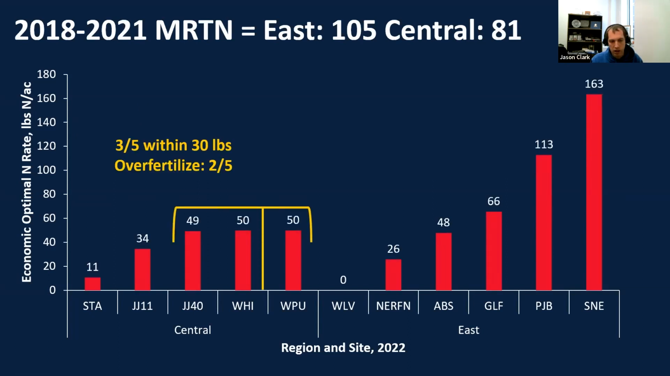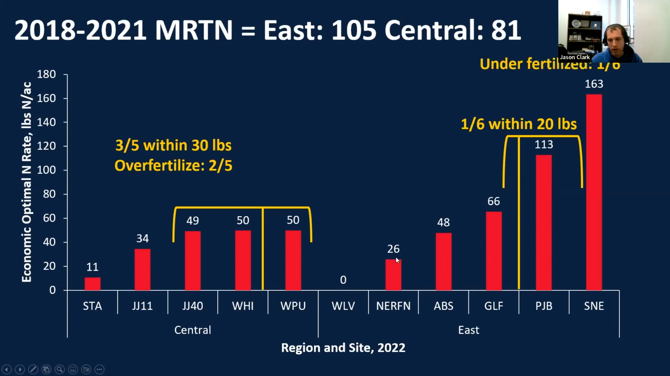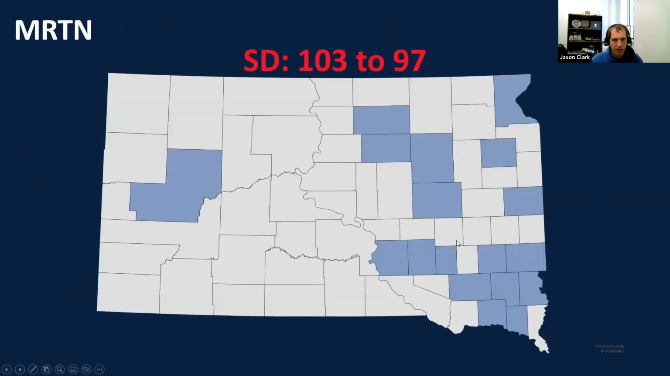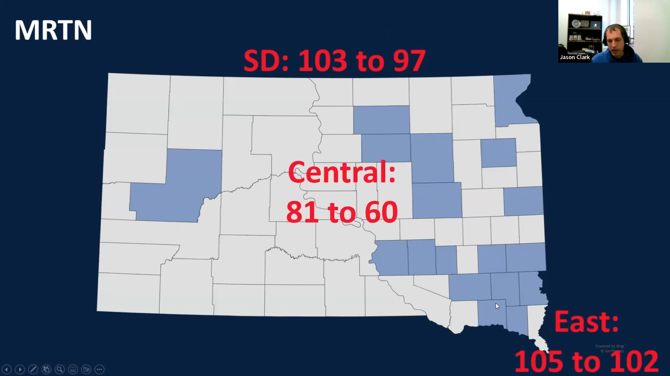This just shows us, if we're to use that 80 pounds, 3 of the 5 sites were within 30 pounds of N per acre. We over fertilized 2. Here we have one that we under fertilized 1 and over fertilized 4 sites. So it's some things to think about. Now, if we add in 2022, we go from 103 to 97 for whole of South Dakota, 81 to 60.